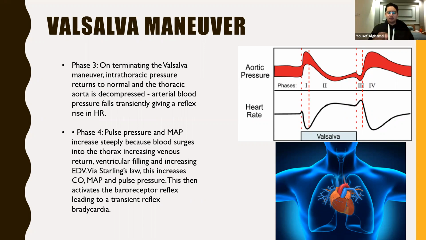And the thoracic aorta will decompress. Remember how when we increased the pressure, the aorta got pushed in, and the blood in the aorta was pushed out, increasing the blood pressure. Now it will decompress. So when it decompresses, the arterial blood pressure falls transiently, giving a reflex rise in heart rate. Whenever your blood pressure falls, you will have an increase in heart rate.